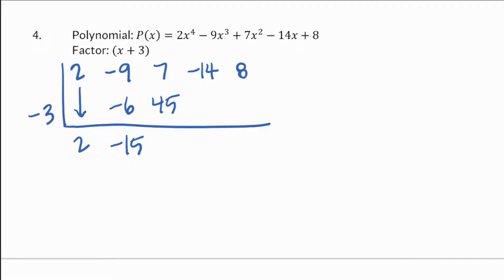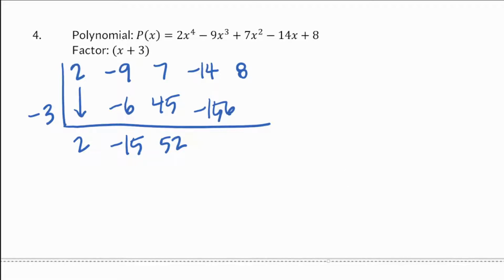Plus 3. Yeah, I feel like it must have been supposed to be x minus 3 or something. But I guess I'll just keep going. 52, work it as it's written. 52 times negative 3 is negative 156.